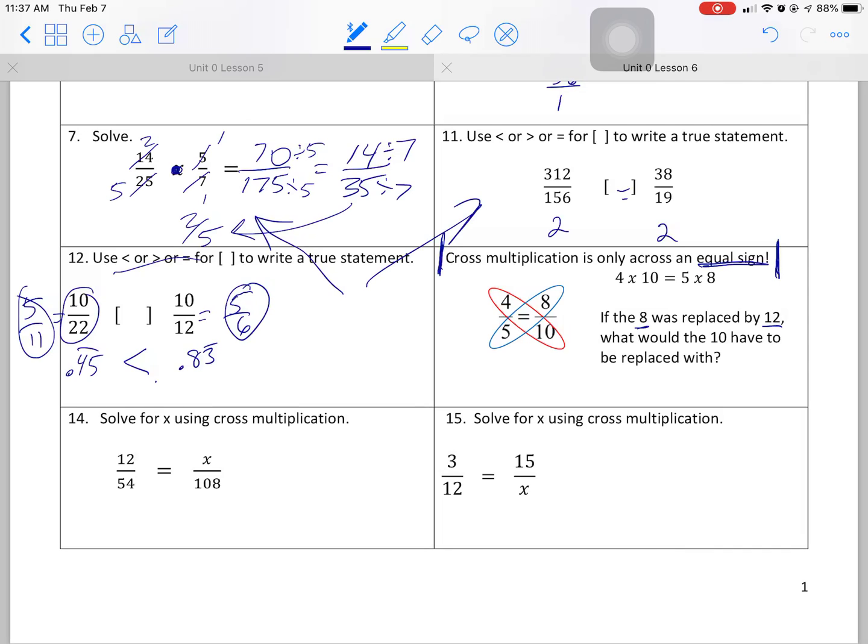And it says if the 8 is replaced by a 12. So 4 over 5 equals 12 over what? Because these have to be equal, I just sit there and go, okay, well, this is times 3 to get a 12. So this is times 3. This must be a 15. Okay? So the final answer is 15.